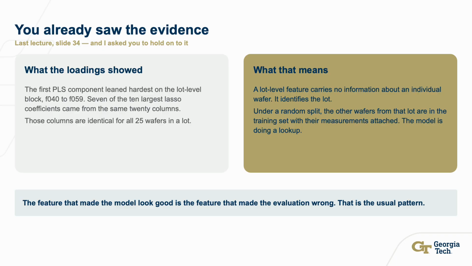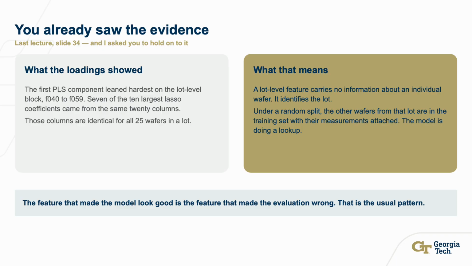Here is why. A lot level fixture carries no information about the individual wafer. It is a constant across all 25 of them, and what it identifies is the lot. And after a random split, the other wafers from that lot are sitting in the training set with their measurement attached. So a coefficient on the lot level feature functionally is a lookup key.